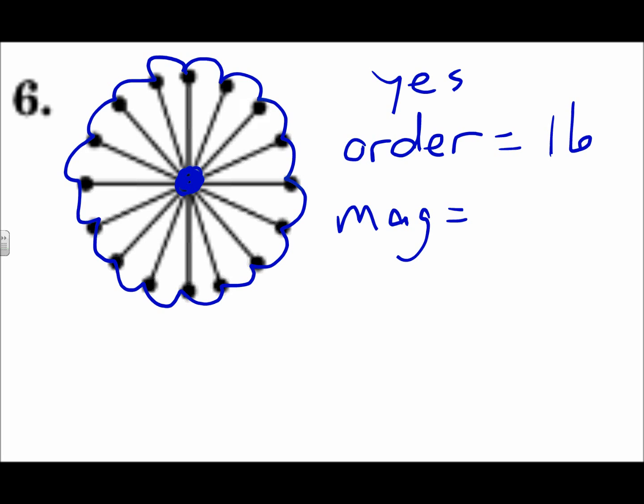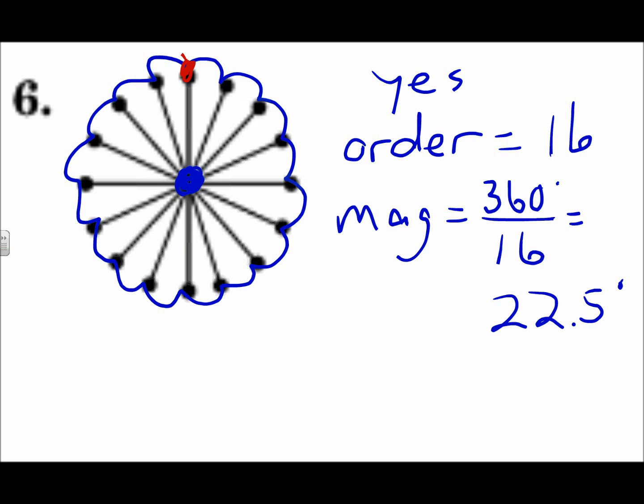The magnitude is 360 divided by the order, which is 22.5 degrees. In other words, to travel from this place to this place, this will rotate 22.5 degrees. It will rotate 22.5 degrees, and that is between each gap.